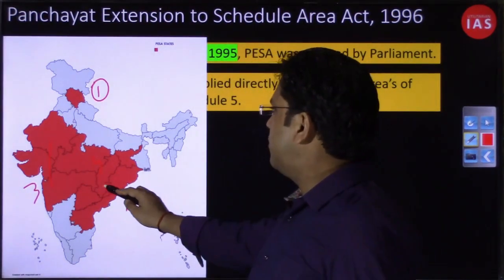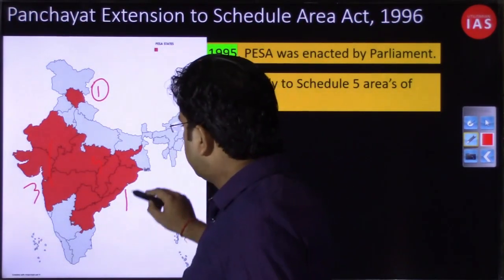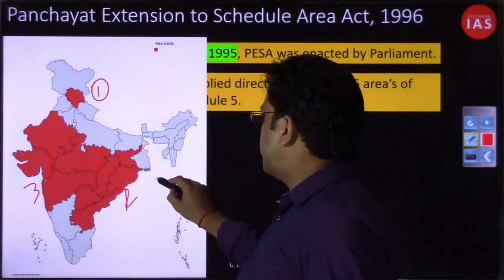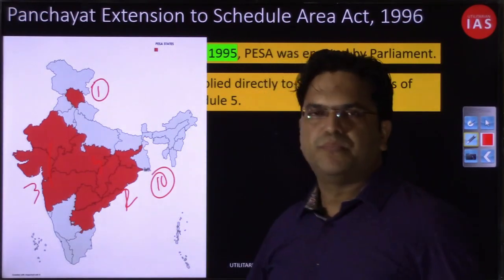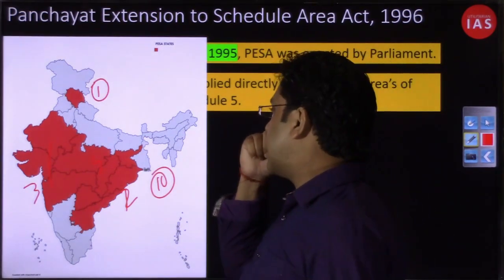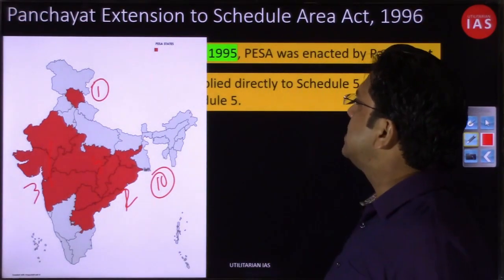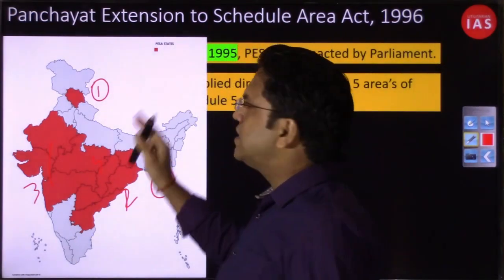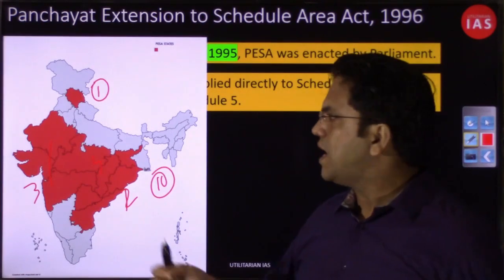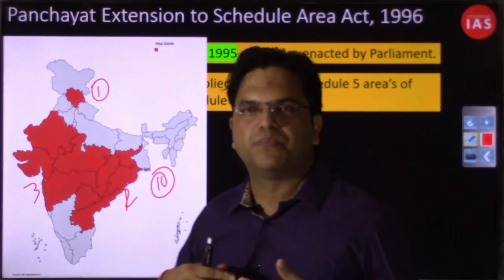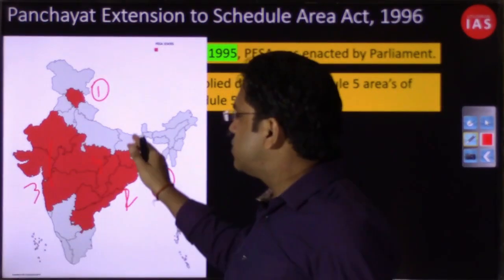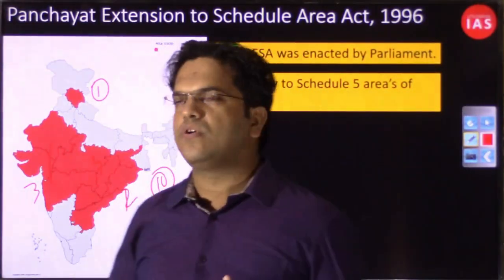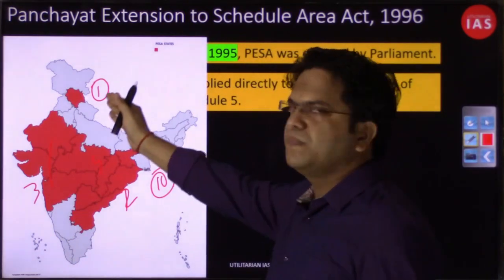So 3, 4, 7, 8 and 9. Sorry, 2 states here. So 3, 4, 7 to 9, 1, 10. There are 10 states which have been put under the Schedule 5 category, and over these 10 states you will have application of this PESA Act. But when I say over these 10 states, it is not that the entire 10 states will be subjected to the provisions of this PESA Act.